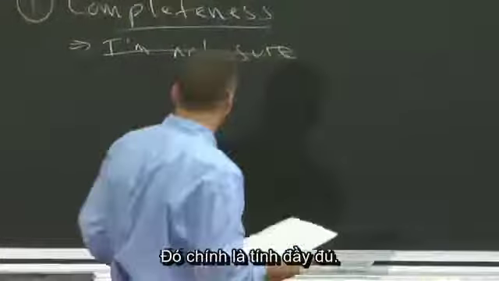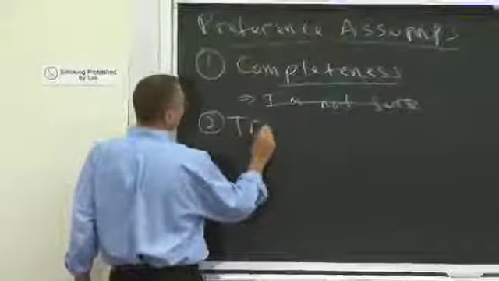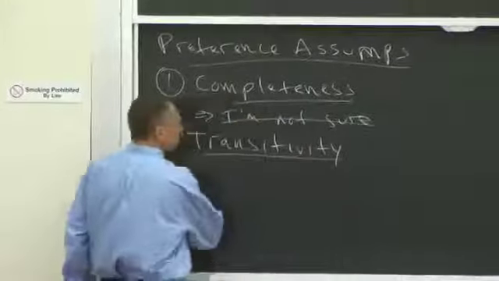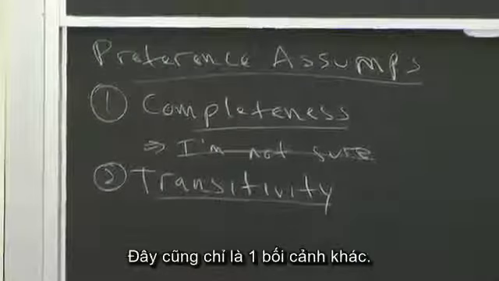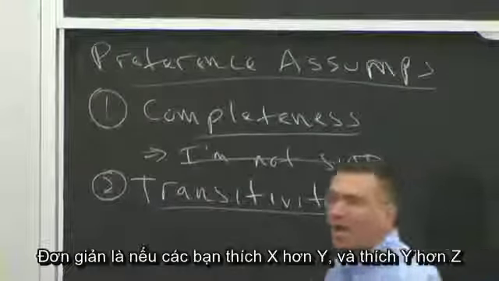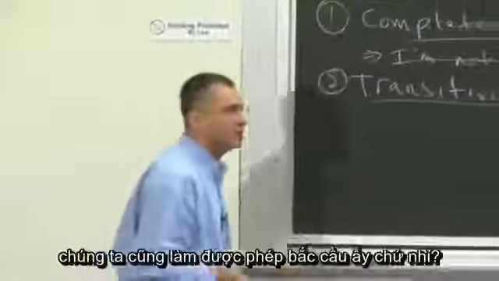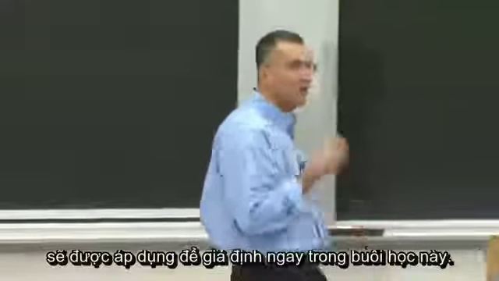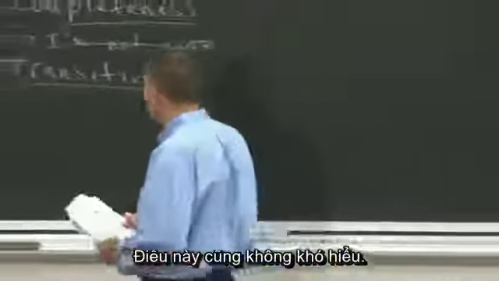That's completeness. The second is transitivity, which is something we've been learning since kindergarten, in all sorts of different contexts. That's just if you prefer X to Y and Y to Z, you've got to prefer X to Z. You guys should do transitivity in your sleep by now. So the standard transitivity we always assume in math class, we're going to assume here as well. That should be pretty non-controversial.